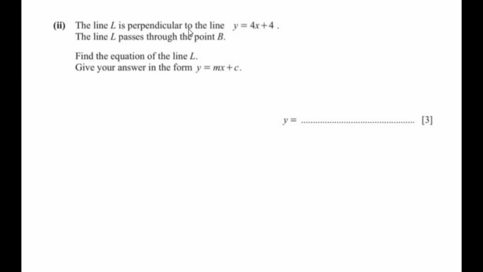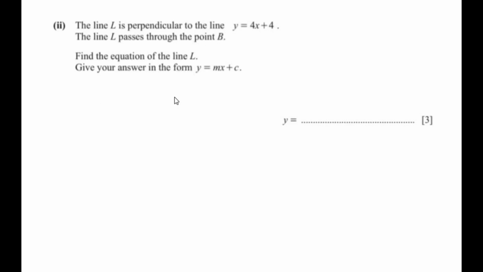The line L is perpendicular to the line y is equal to 4x plus 4. The line L passes through the point B. Find the equation of the line L and give your answer in the form y is equal to mx plus c. Now we know that y is equal to 4x plus 4 represents the equation of the tangent. So if a line is going to be perpendicular to the tangent, then it is called as a normal. So basically we have to find the equation of the normal here. And the normal is passing through the point B.